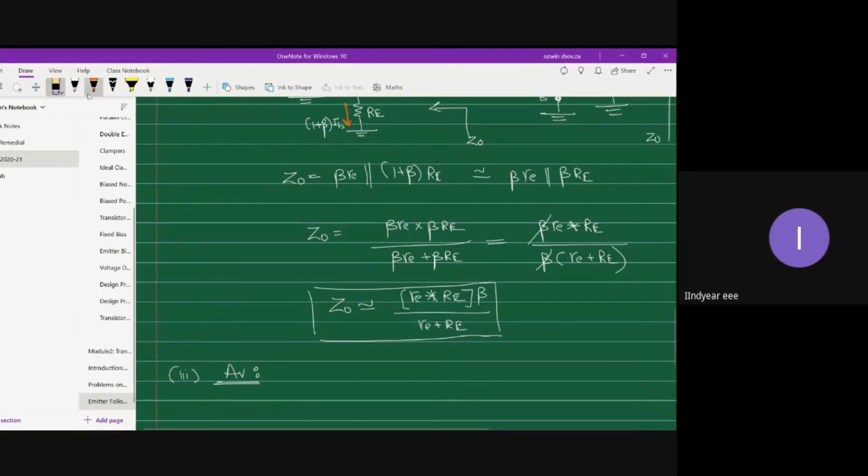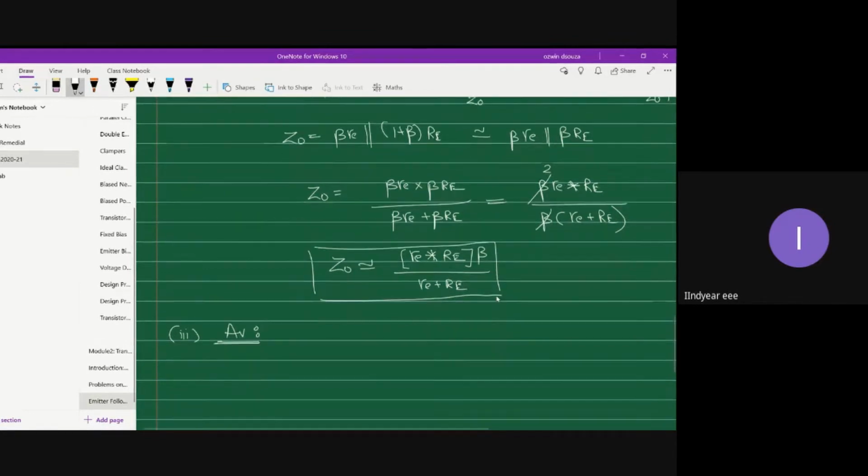Because beta into beta was taken as beta square, and one beta was cancelled with the denominator beta. Yeah, correct, you are right. So this one beta is left. Okay, so that is what our Z0 expression is.